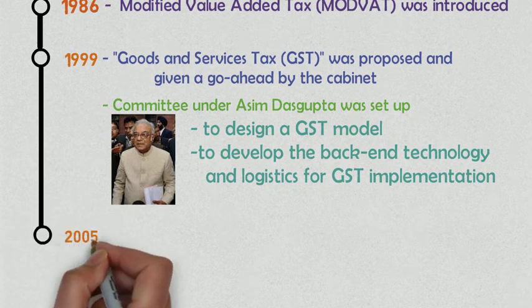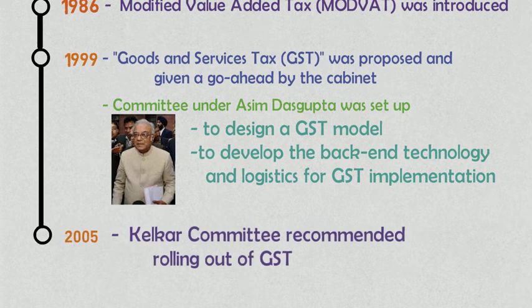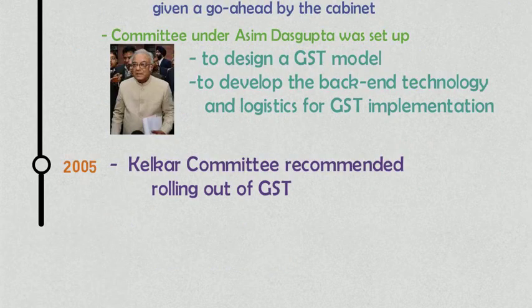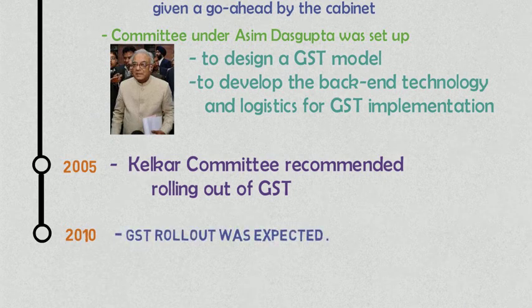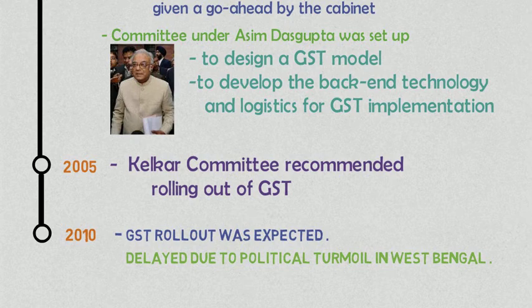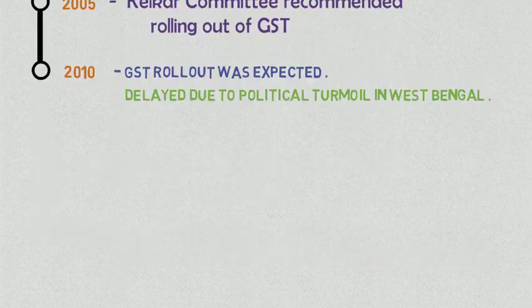In 2005, the Kelkar Committee recommended rolling out GST. After the change in government in 2004, the new government continued to work on GST and proposed a GST rollout by 1st of April 2010. However, due to political instability in the subsequent years, GST rollout was delayed.